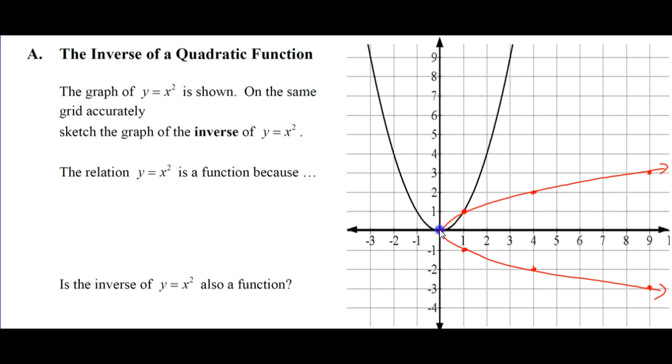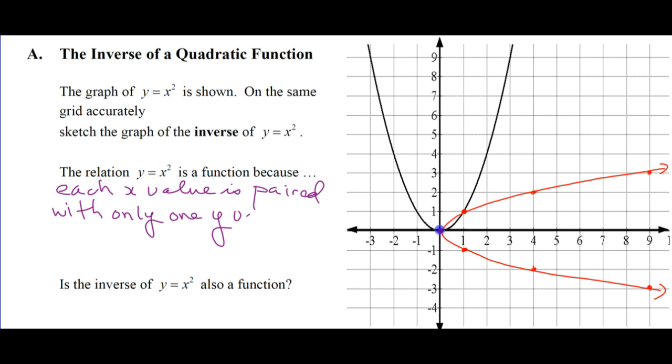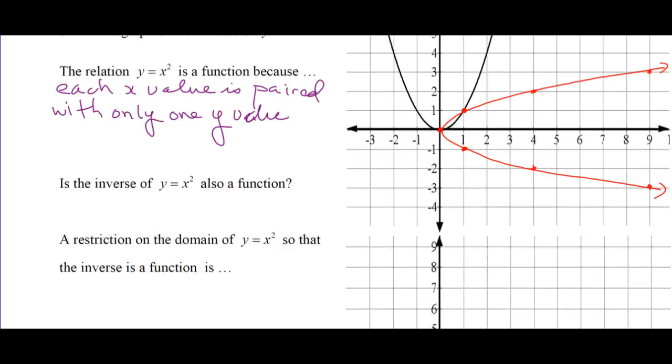Okay, so y equals x squared, this guy, is a function because what makes it a function? Yeah, for every x value, there's only one y value, right? So because each x value is paired with only one y value. Is the inverse of x squared also a function? No.